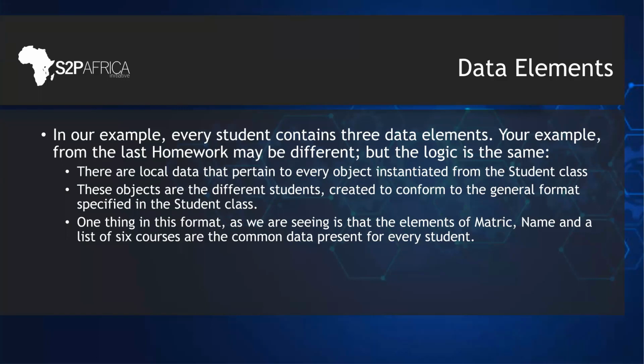When we say every student contains 3 data elements, for instance, the data elements can be the name of the student, his matric number, and some other things. So all those are local to any object instantiated, to any student. Instantiating the student object is to create a student. So if I create a student, let me see the names of students, luckily for me, I have the names of many students here. Let us say I create a student and the student's name is John Adebiyi. So that is a particular student.